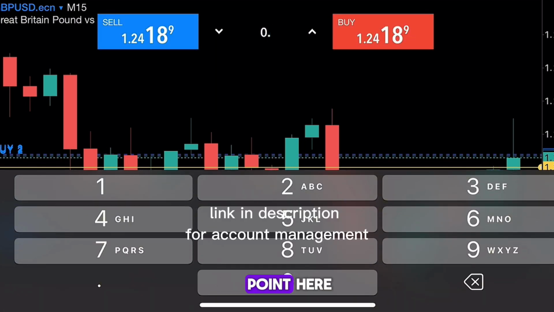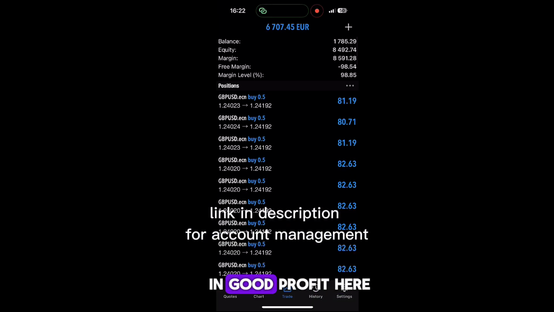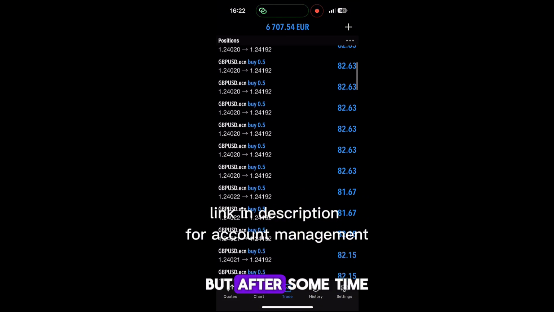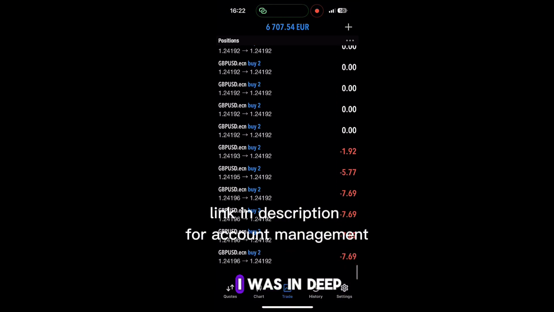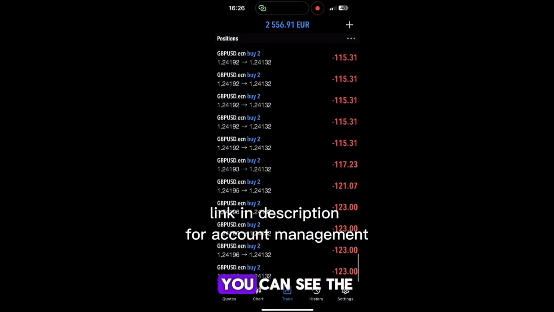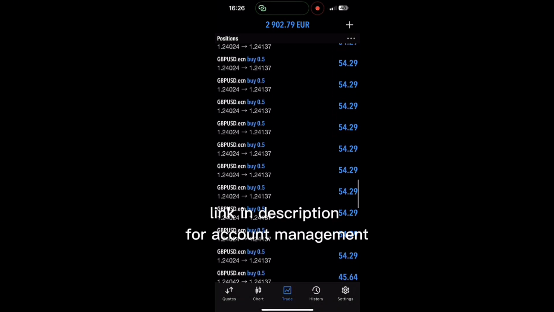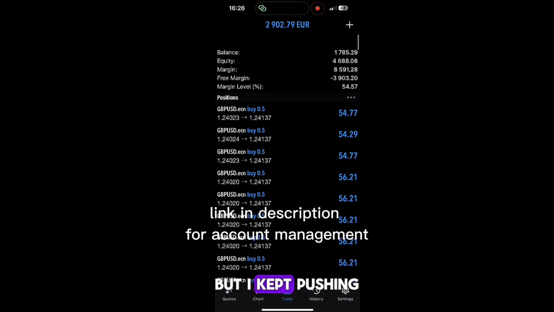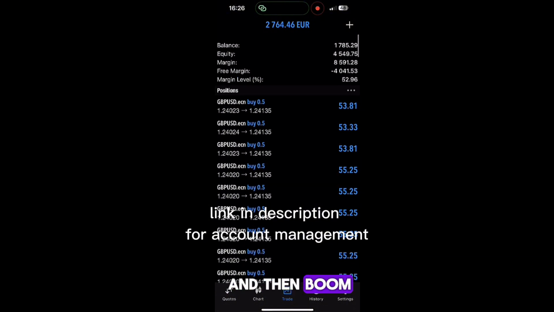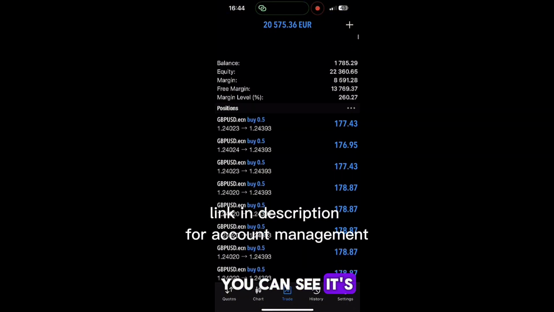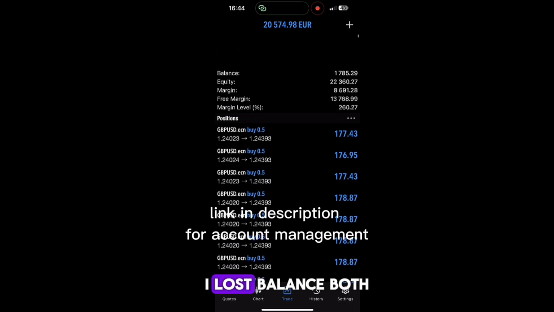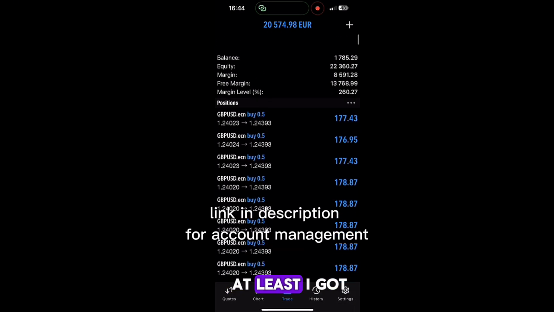And if you look at this point there, I was still not in good profit, and after some time I was in deep loss there. You can see the red was booming. At this moment in time, most people would be giving up, but I kept pushing, and then boom, you can see it all paid off. I lost balance, but at least I got my target.